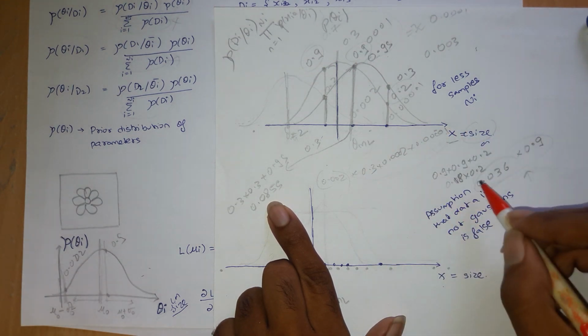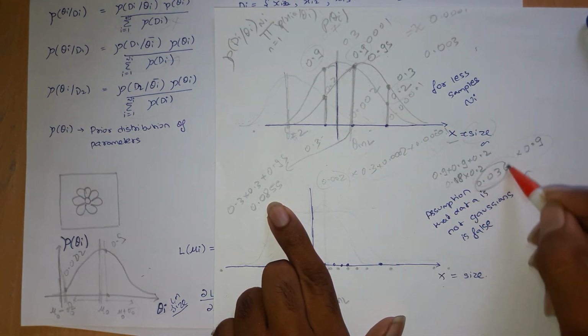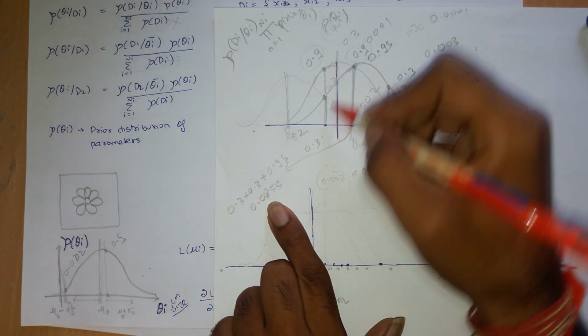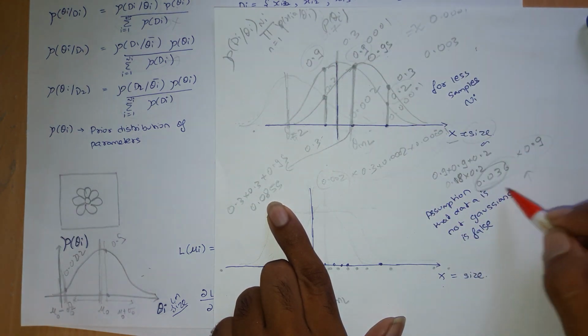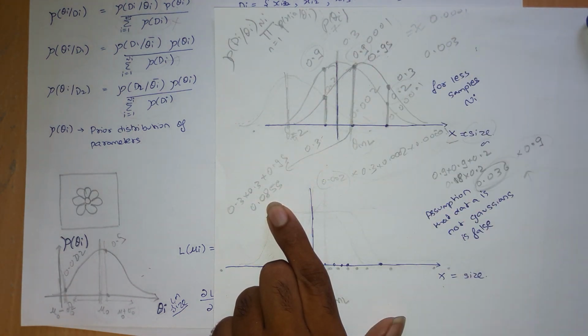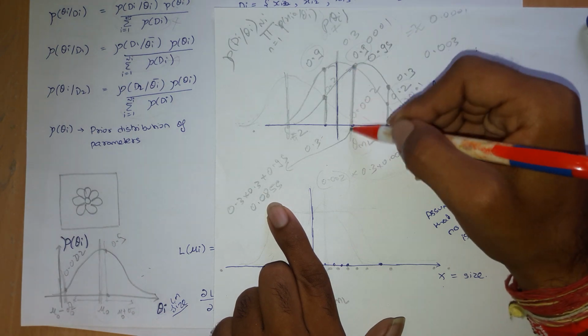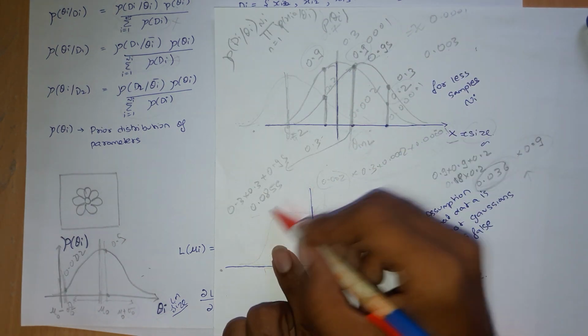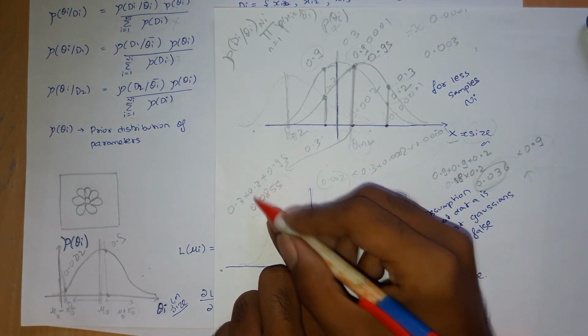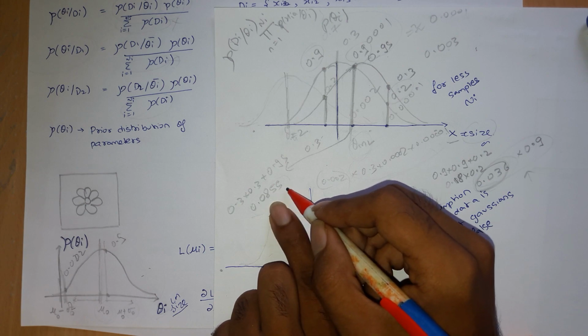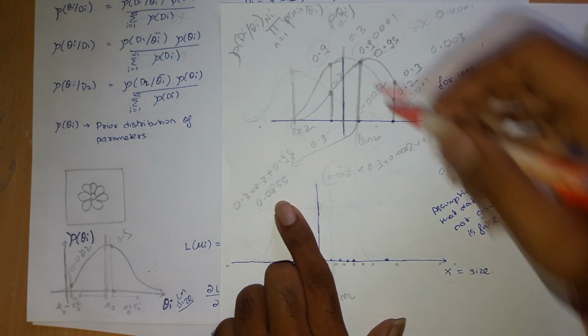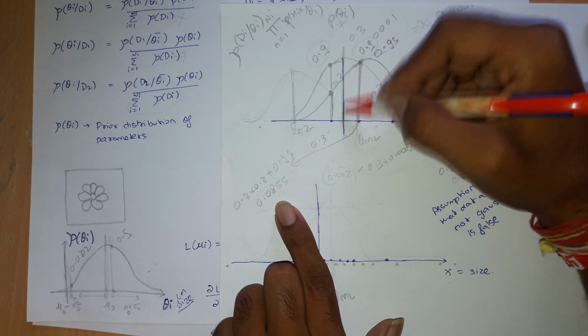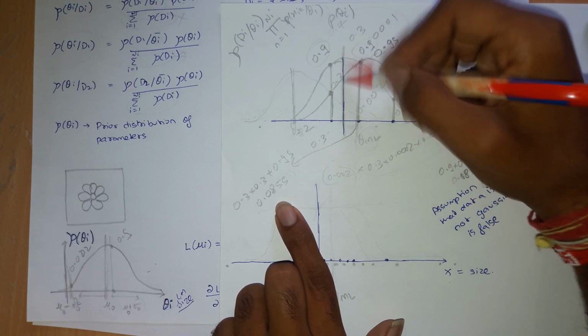This number we saw was very less, it was 0.036. For the actual true mean it was 0.036, but for this mean theta ML the probability was higher, 0.0855. But we don't want this, we actually want something close to the true mean, right?